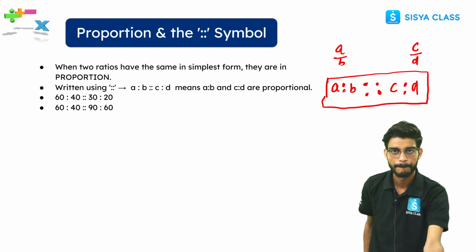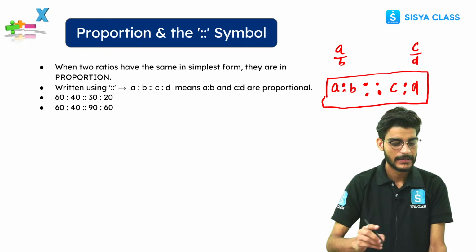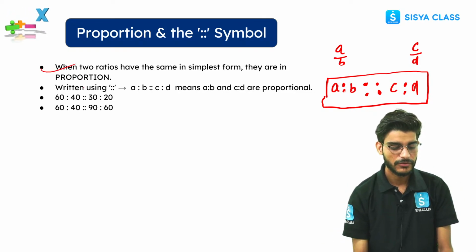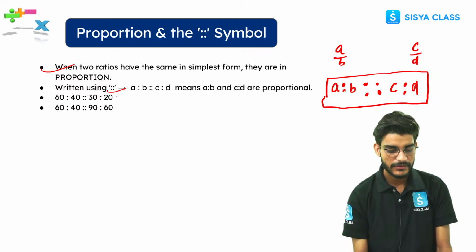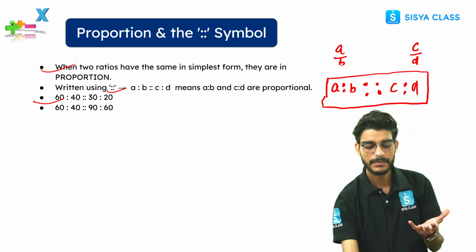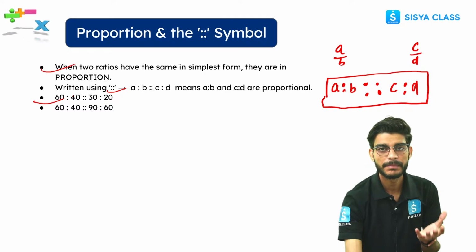Okay, clear? So when two ratios are the same in simplest form, they are in proportion. Obviously we know it. We denote it by using 4 dots. So 60:40 and 30:20. This is the way to represent any proportion. That's it, simple. In this slide, it's given how to represent the proportion.